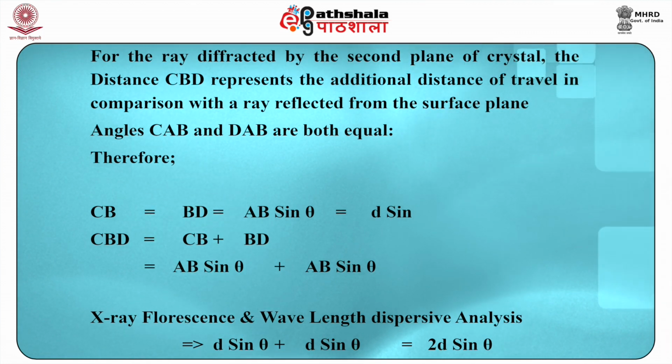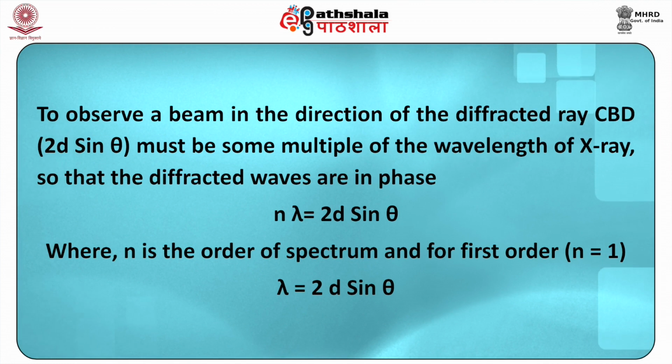X-ray fluorescence and wavelength dispersive analysis. d sine theta plus d sine theta is equal to 2d sine theta. To observe a beam in the direction of the diffracted ray, CBD, 2d sine theta, must be some multiple of the wavelength of the X-ray, so that the diffracted waves are in phase. n lambda equals 2d sine theta, where n is the order of the spectrum, and for first order n equals 1. Lambda equals 2d sine theta.